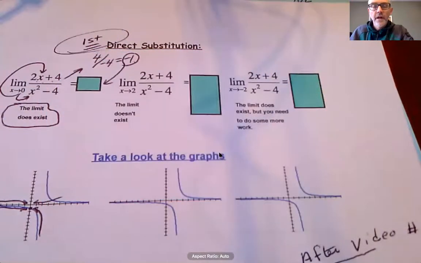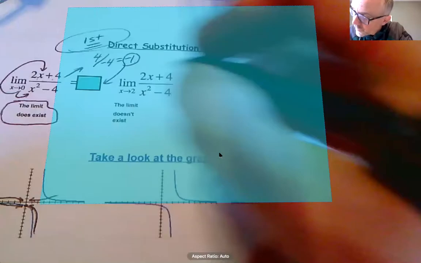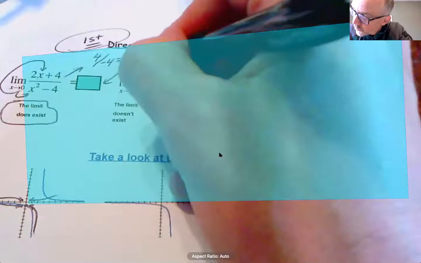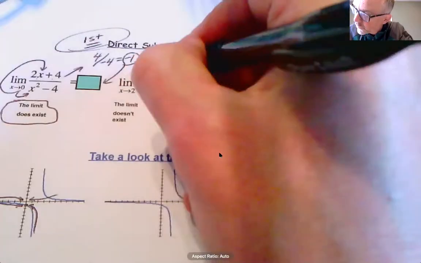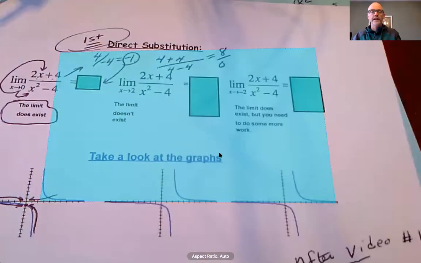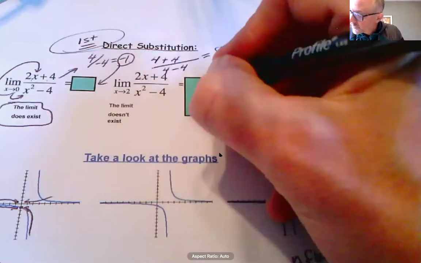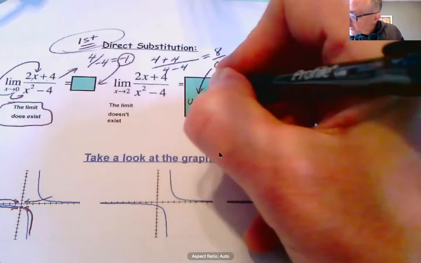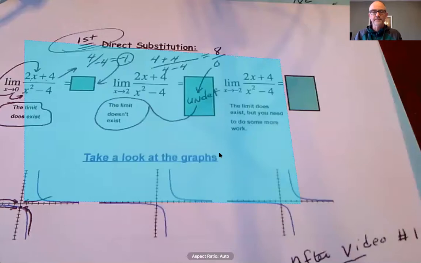All right, let's try this one. Again, direct substitution right away. Put the 2 in here, you get 4 plus 4 over, put the 2 down here, you get 4 take away 4, which means you get 8 over 0. And 8 over 0 is undefined. And undefined just basically means the limit doesn't exist.